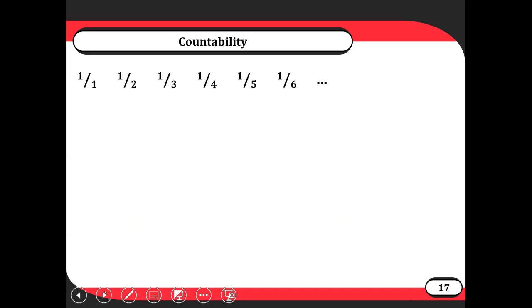So how could we count every number in the set of rationals? Does anybody have any ideas? Before I go on with this.